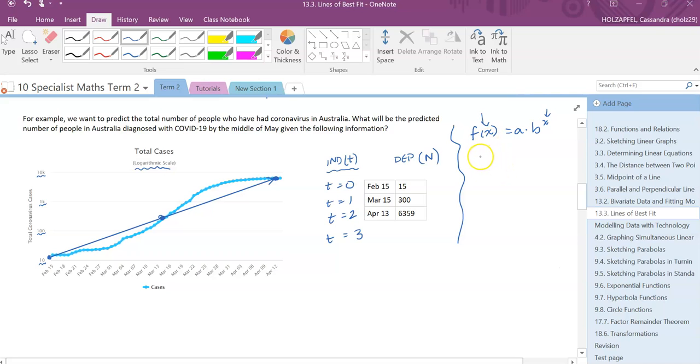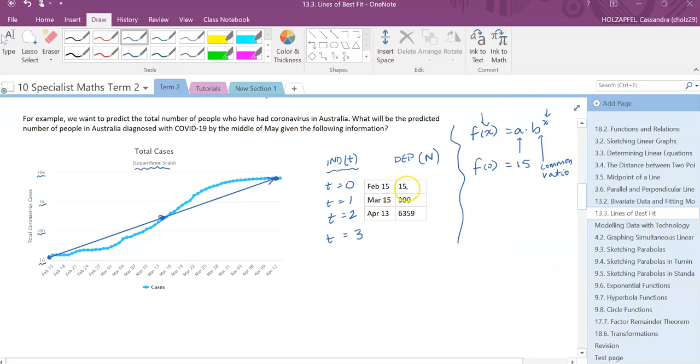The other piece of information that I know is that this value a here, that's actually the value of the function when x is equal to 0. So in our case, we've actually got our dependent variable equal to 15. So we could substitute that 15 in there. This value b, that's our common ratio. Okay, so what do I mean by common ratio? I mean, what are we multiplying this number by each time?